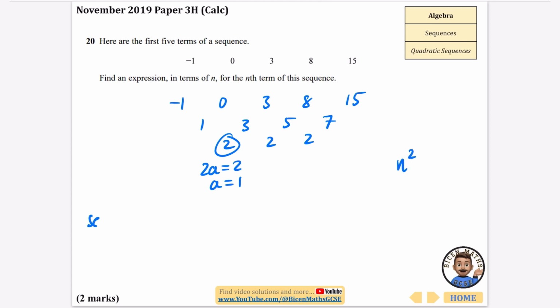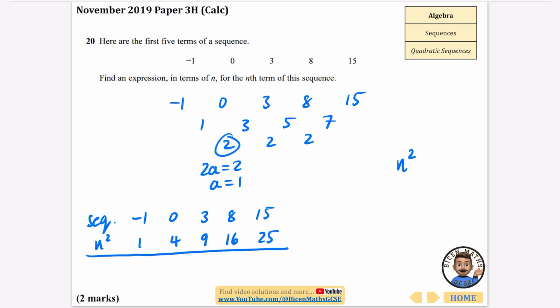So what we do is we write down our sequence, then we write down the n squared sequence, and we're going to compare them. So the n squared sequence would go 1, then 4, that's 2 squared, then 3 squared, then 4 squared, then 5 squared. And then all we're going to do is subtract them and see what the nth term is of that sequence.